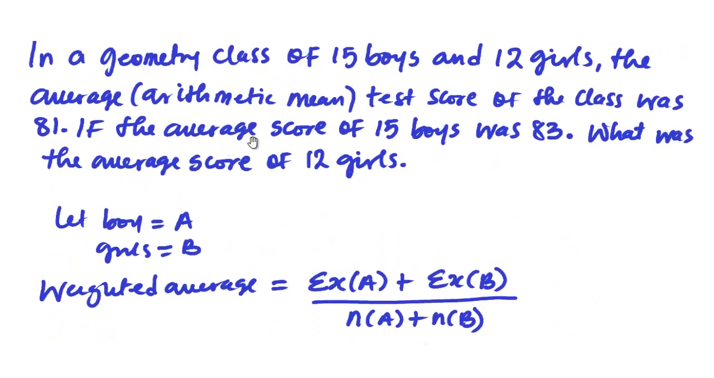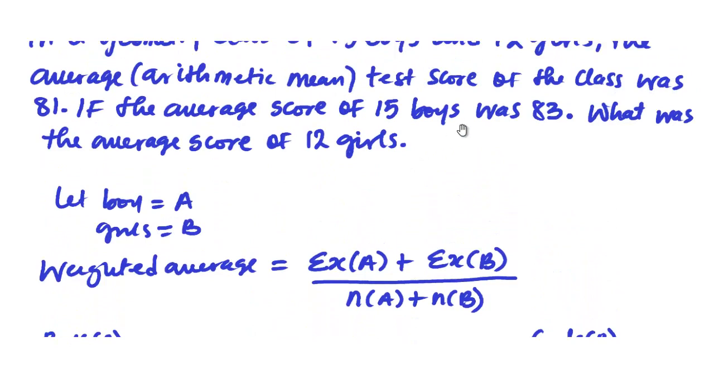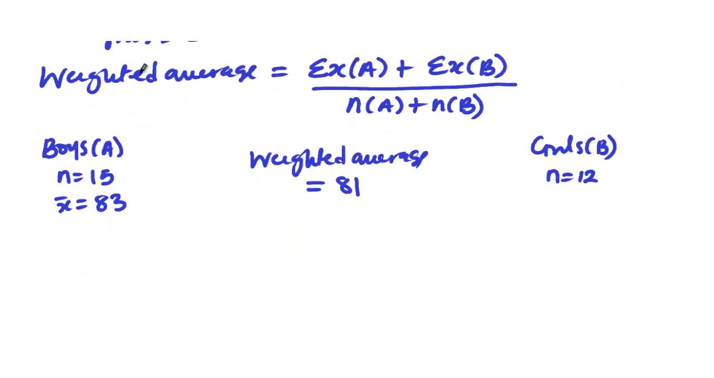If the average score of the 15 boys was 83, then x bar for the boys is 83. Then what was the average score of the 12 girls? Basically, what we are looking for is x bar of the 12 girls, which is unknown. All right, so we are using this formula, but before we proceed, this is mean.